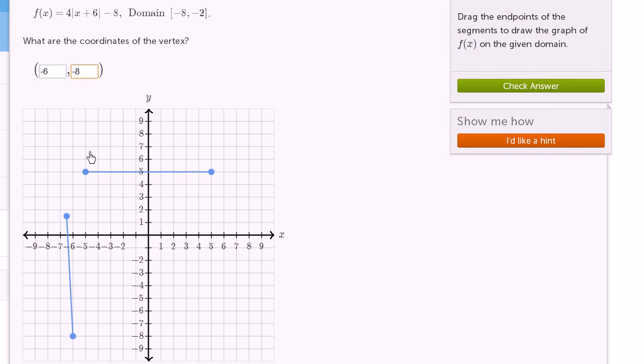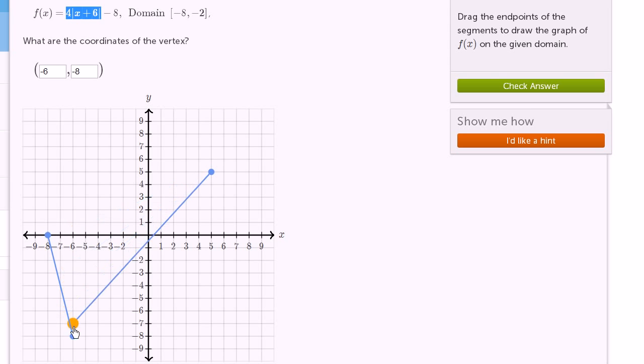And let's just think about what it does at the boundaries. On either side, it's going to be a line. So when x is negative 8, what is f of x? Negative 8 plus 6 is negative 2. Take the absolute value of that. That is going to be 2, times 4 is 8, minus 8 is 0. So you have the point negative 8, comma 0.